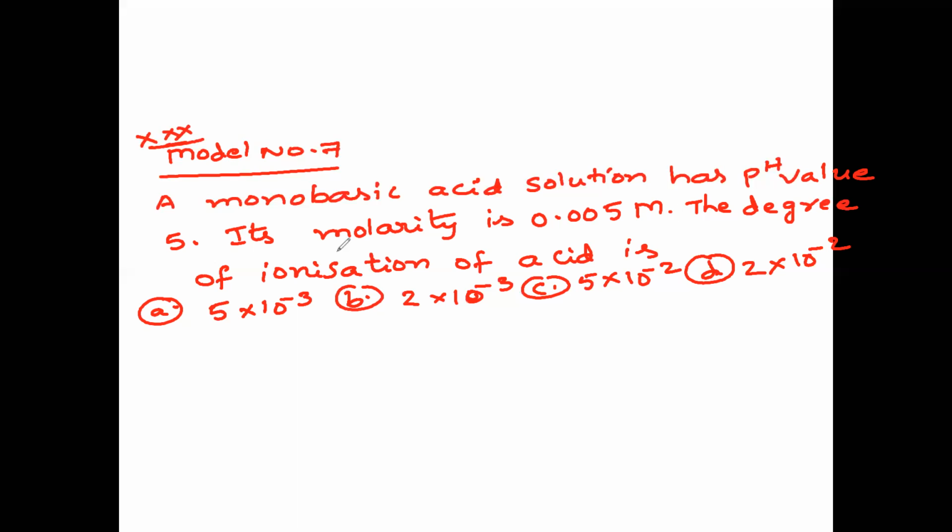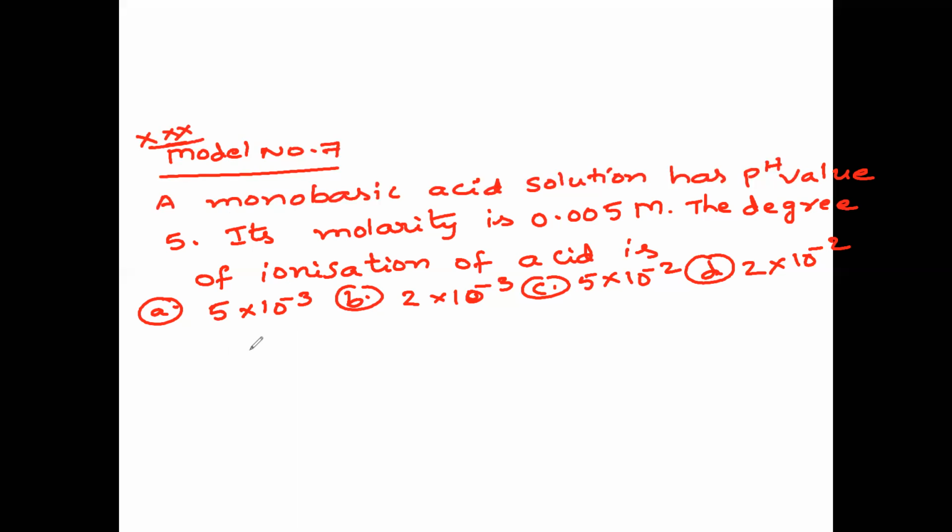They are given the pH value of the monobasic acid. Monobasic acid means here its basicity is 1. Now we need to calculate the degree of ionization of the acid. So they are asking the degree of ionization of acid. First we'll find the degree of ionization of acid.